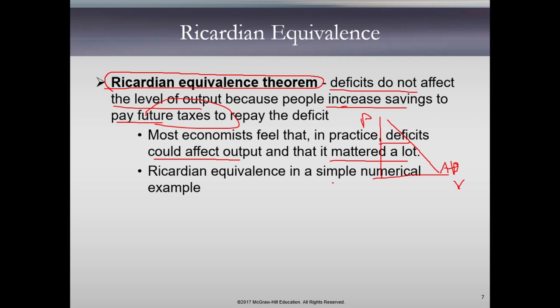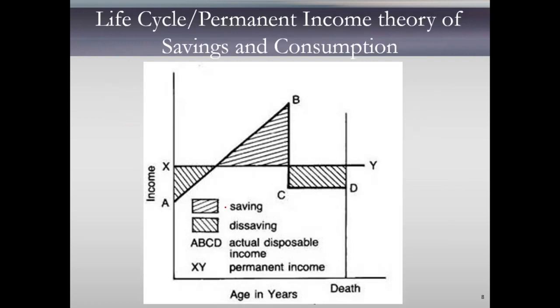So I already gave you a simple numerical example of Ricardian equivalence with the $1 tax cut. So here's another idea that goes along with Ricardian equivalence and the idea that households need to perceive what we call a permanent change in their income in order to respond strongly in terms of their current level of consumption. This is what is often called the life cycle or permanent income hypothesis of savings and consumption. And the life cycle and permanent income theory.